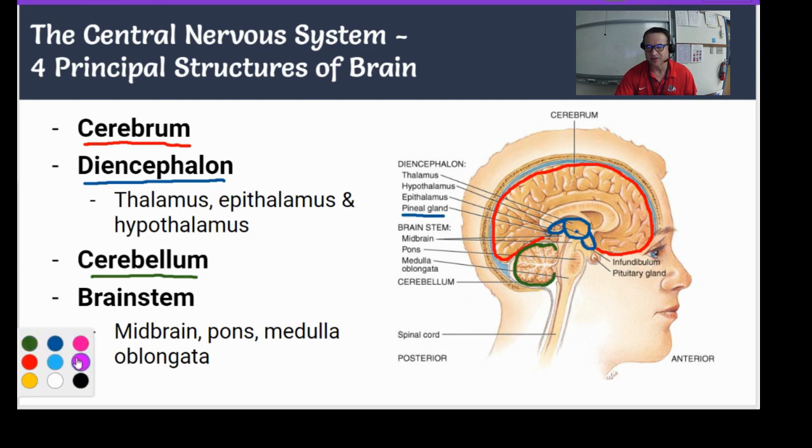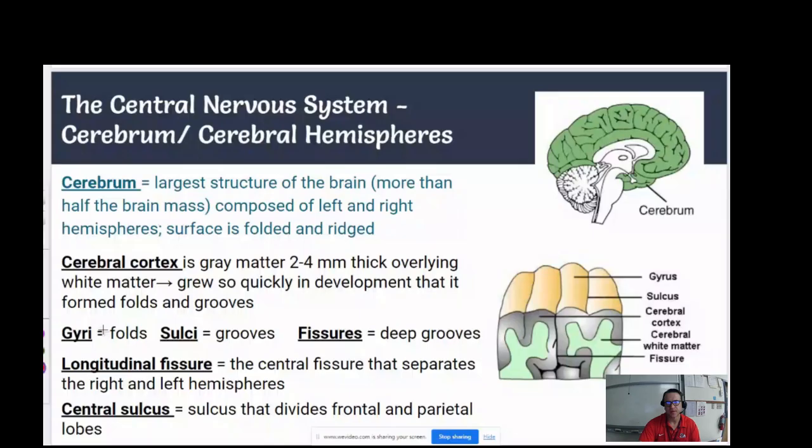And then you have the different parts of the brain stem. So you have what's called the midbrain, which is going to be just inferior to the thalamus, just posterior to the hypothalamus. You have right here this little bulging region. That's the pons right there. And the very bottom of the brainstem before it connects into the spinal cord is going to be the medulla oblongata. All right, so those are the 4 principal structures of the brain.